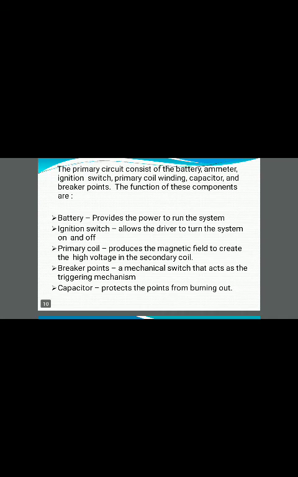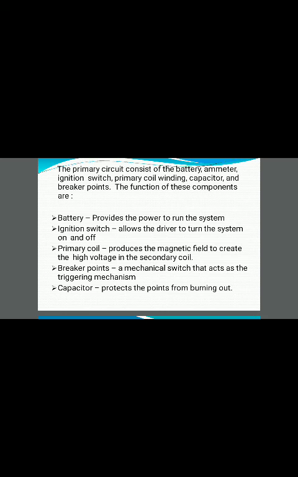The primary circuit consists of the battery, ammeter, ignition switch, primary coil winding, capacitor, and breaker point. The functions of these components are as follows. Battery: the battery is used in this battery ignition system to provide the power to run the system. All the power supply is provided by the battery itself. Now the ignition switch allows the driver to turn the system on or off.